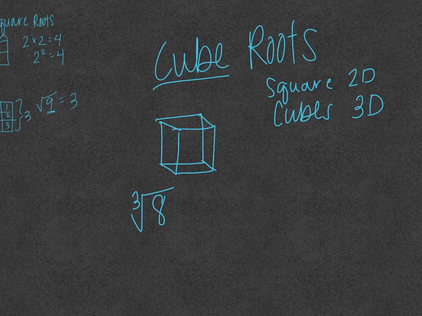So that means when you see a cube root, we're going to have the cube root of 8, for example. It's going to have this little 3 right here. So that's when we know that we're doing a cube root. Basically, what you're going to find is a number that you can multiply times itself 3 times. That's what that little 3 tells us.